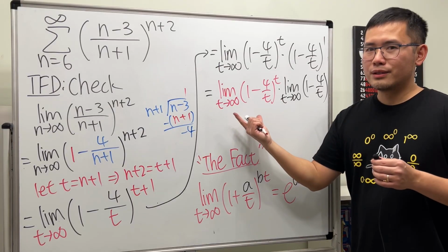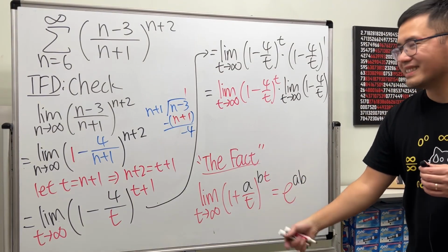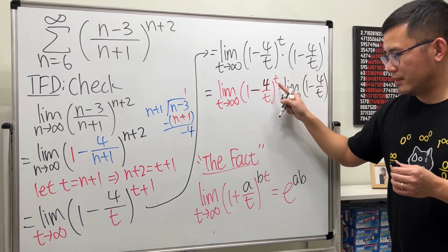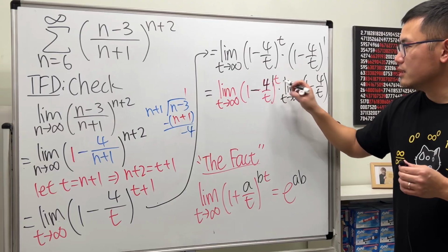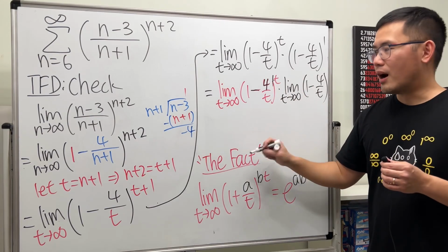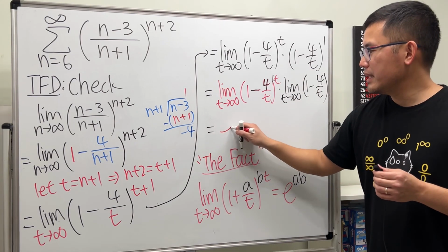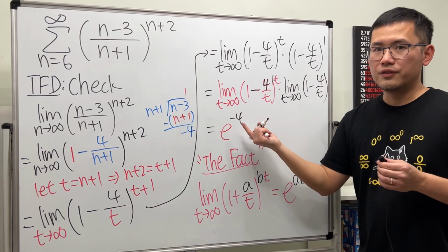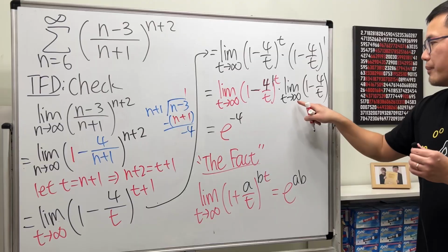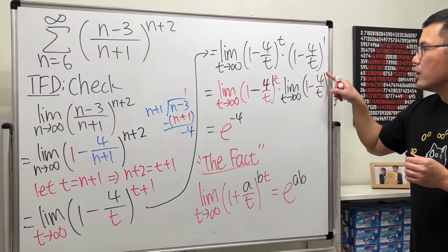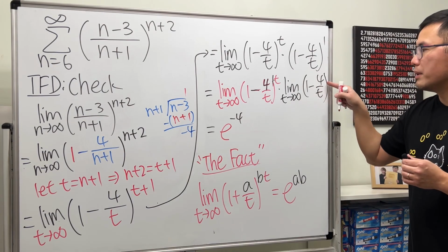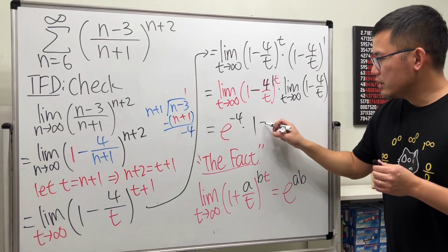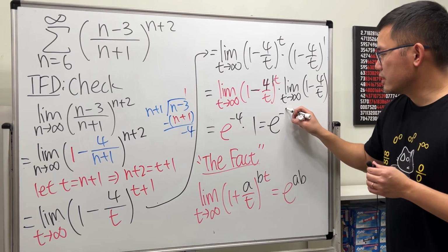Have a look. What's the red part? Well, we can use the fact for it. Notice the a is what? Negative 4. Yeah? And then the b is what? It's just 1. So for the red part, this right here will be equal to e to the negative 4 times 1. So it's just e to the negative 4. And then for this right here, if we put infinity to here, 4 over infinity is 0. So 1 minus 0 is just 1. So it's just that times 1. So the limit for that is just e to the negative 4.